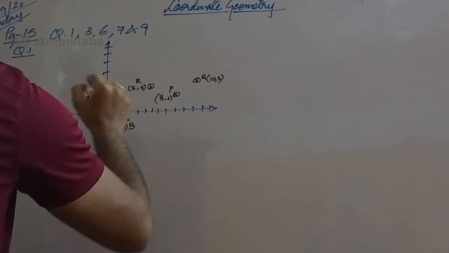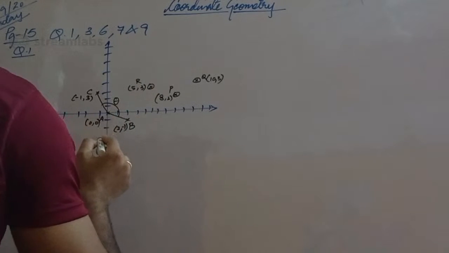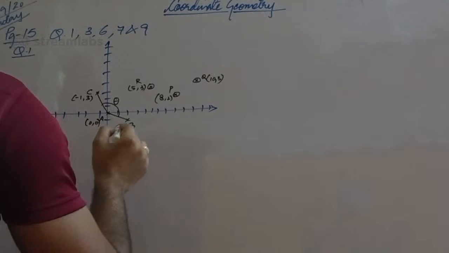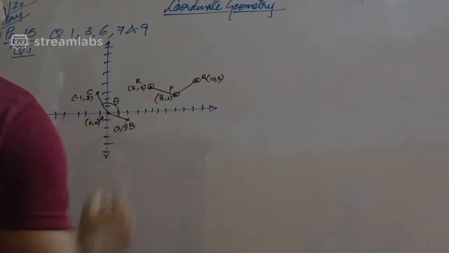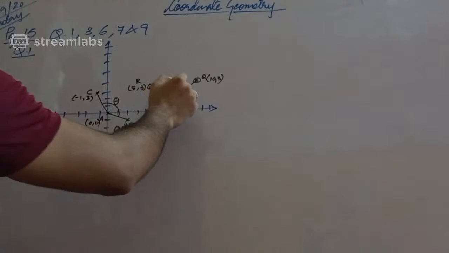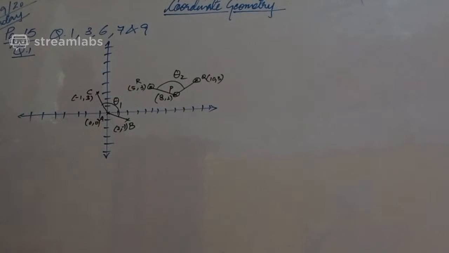Okay. Now we have to join angle QPR. QPR. So this and this. So again, say this is another angle forming. Say this is theta 2, and say this is theta 1. So does this look like the same size? And we have to check whether they are of the same measurement or not.